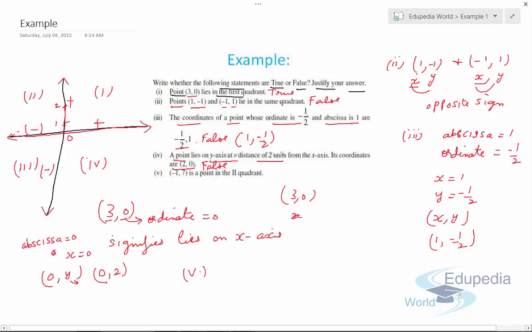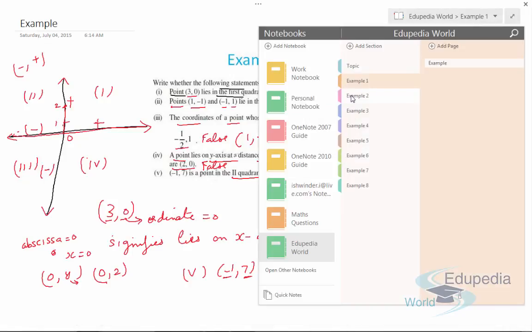Now the fifth question is, the point (-1, 7) is a point in the second quadrant. Now in the second quadrant we can clearly see that we have the x part as negative and the y part as positive. So in this point x is -1 and y is +7. So the statement is true. Why? Because we have x as the negative part and y as the positive part, so it lies in the second quadrant. So let's move on to the next example, example number 2.